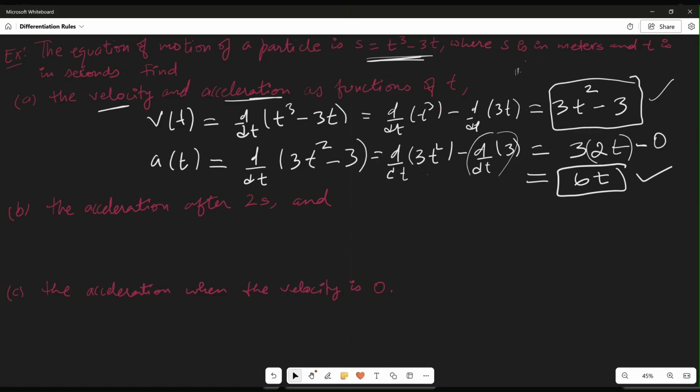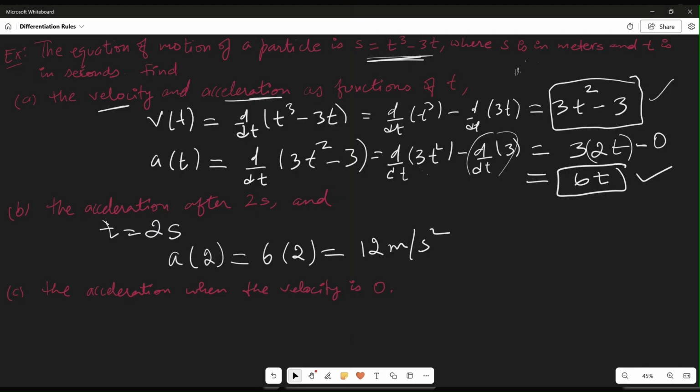And now we are being asked for the acceleration after 2 seconds. So we already have this, right, as a function of t, and t is equal to what? 2 seconds. And I'm pretty sure you know already what we are going to do here. We are simply going to plug it into this acceleration function. So after 2 seconds, this is going to be 6 times 2, which is equal to 12 meters per second squared. And remember, this is acceleration, so you don't forget to write the units as well.